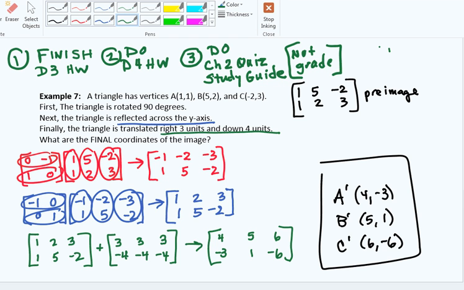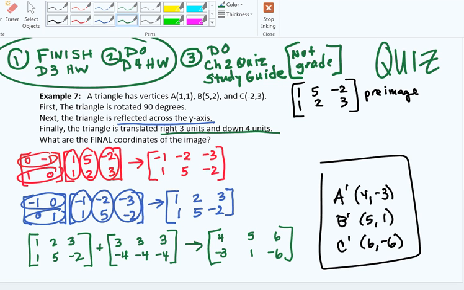Tomorrow, next time I see you, Thursday, we do have a quiz, and these first 2 homework assignments are due. Okay. If you have any questions at all as you're working on 1, 2, 3, and studying for that quiz, you can email me. You can message me through Schoology. Or you can come in before school tomorrow. I'll be here at 7:15 in this classroom.